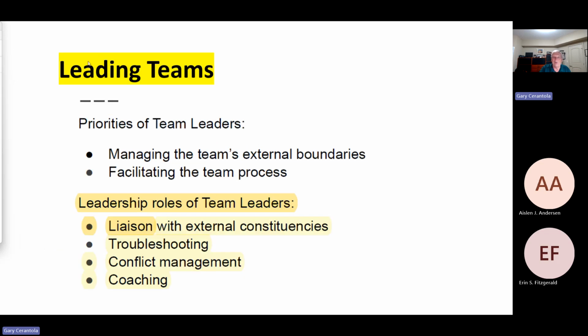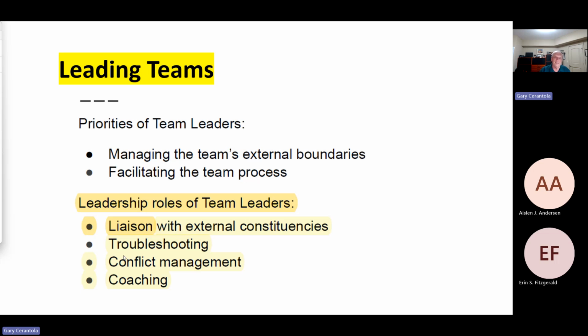And then when we're into leading teams, the priority of team leaders, they need to manage the team's external boundaries. So basically, they're a broker. They set up the relationships outside the boundaries of the team so the team members can source information or source resources or whatever, and then they facilitate the team process. And so that's where the liaison and the external constituencies come in. They're troubleshooters. They work on conflict management.